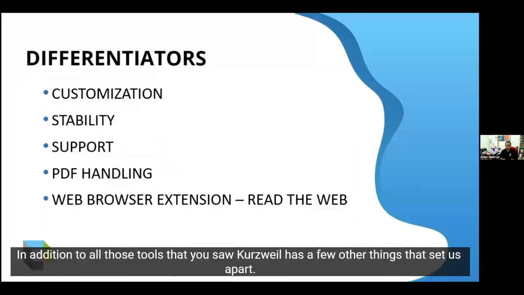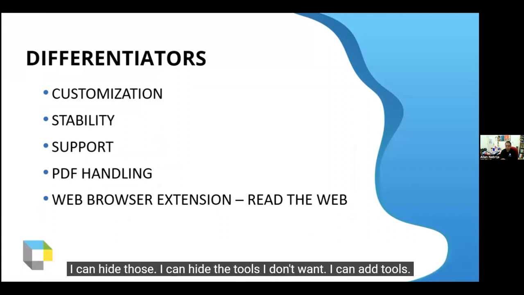In addition to all those tools that you saw, Kurzweil has a few other things that set us apart. It's highly customizable. You saw in the installed version all those buttons and tabs. I can hide those. I can hide the tools I don't want. I can add tools. Also, because we pull items into the Kurzweil environment, we don't sit on top of other software. We are inherently more stable. We also provide excellent support.